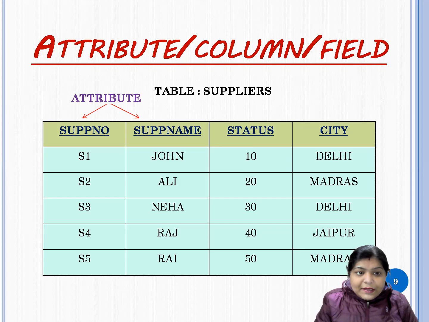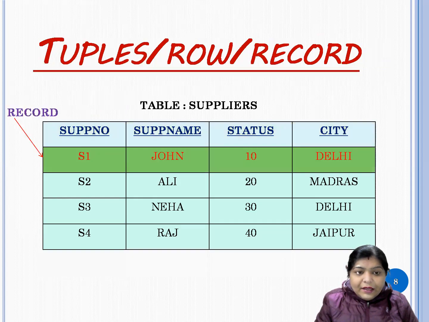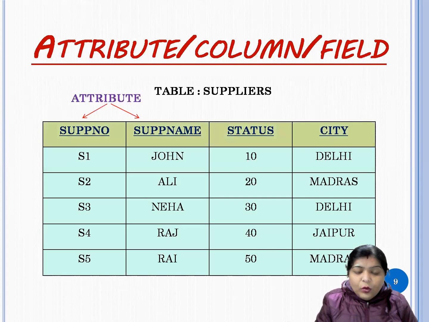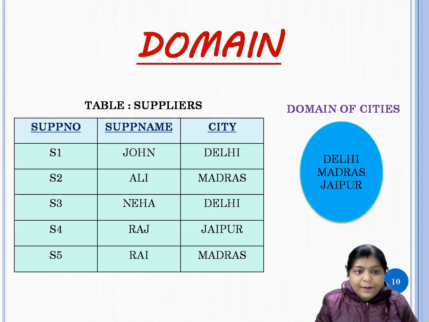So see here in this tuple, what is this? 1, 2, 3, 4. These whole are 4 rows, either tuple, row, record. But here 1, 2, 3, 4 are the attributes, columns or fields.